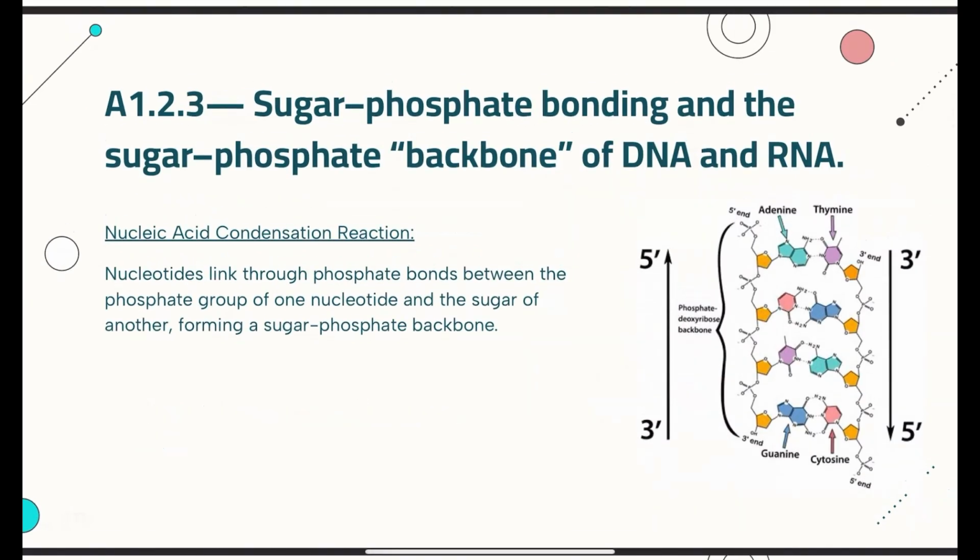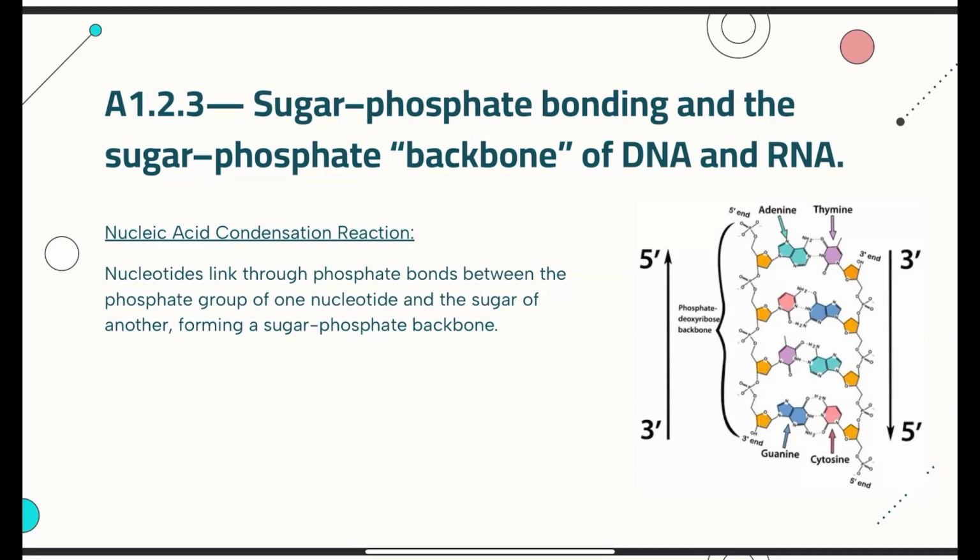Our third understanding is regarding the sugar-phosphate bonding and the sugar-phosphate backbone of DNA and RNA. DNA and RNA have a backbone of repeating phosphate sugar units. The ends of these backbones are named 5' and 3'. The 5' end is a phosphate, while the 3' end is a pentose. Nucleotides join together to form nucleic acid polymers through a type of covalent bond known as a phosphodiester bond. This happens when the phosphate group of one nucleotide bonds with the sugar molecule of the next nucleotide. This creates a repeating sugar-phosphate backbone, which forms a structural framework of nucleic acids like DNA and RNA.